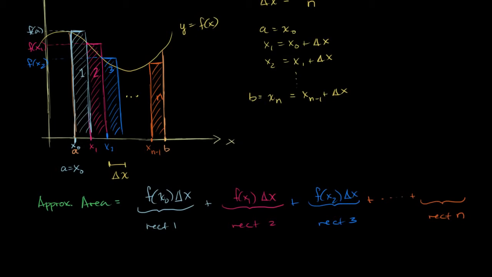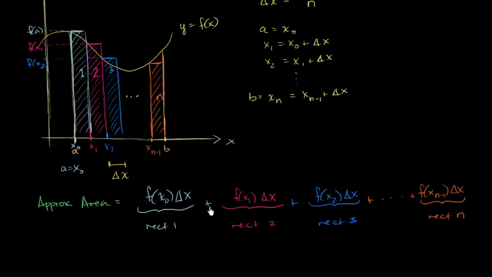And then we go all the way to rectangle n. We're taking the sum all the way to rectangle n. What's its area? It's f of x sub n minus 1 times delta x. Let me use that same shade of orange. And we're done. We've written it in a very general way.